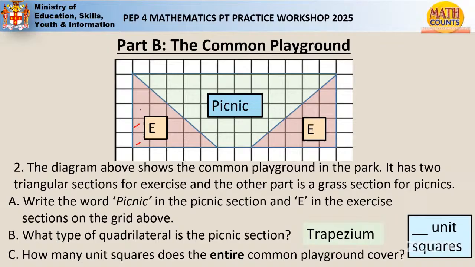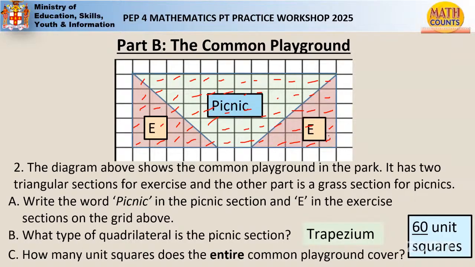So we are going 1, 2, 3, 4, 5, 6, 7, 8, 9, 10, 11, 12, 13, 14, 15, 16, 17, 18, 19, 20, 21, 22, 23, 24, 25, 26, 27, 28, 29, 30, 31, 32, 33, 34, 35, 36, 37, 38, 39, 40, 41, 42, 43, 44, 45, 46, 47, 48, 49, 50, 51, 52, 53, 54, 55, 56, 57, 58, 59, 60. So we have 60 unit squares.